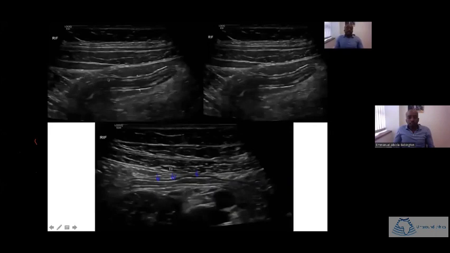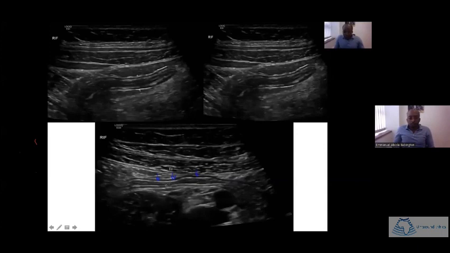So we can see the appendix here. This is a nice view of the appendix because we can see the individual wall layers. So if we just have a little recap, I'd say the serosa layer, the hypoechoic muscularis propria, then the hyperechoic submucosa, the hypoechoic mucosa, and then the mucosa interface. And that's the same here as the appendix there.